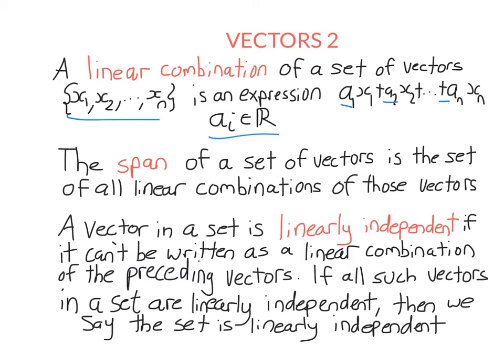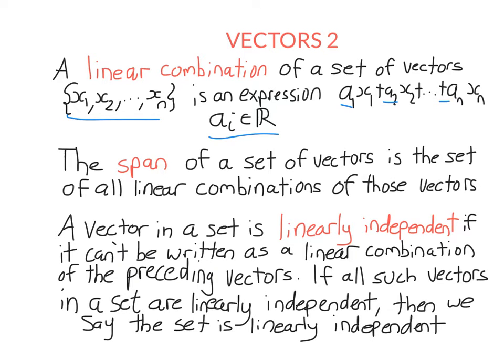So here the x's are vectors and the a's are scalars. So we're going to look at the span of vectors, which, if I have a set of vectors, the span is just the set of all possible linear combinations of those vectors. Now we also need to know something very important from this video, which is the concept of linear independence.